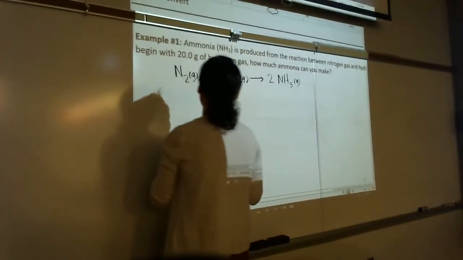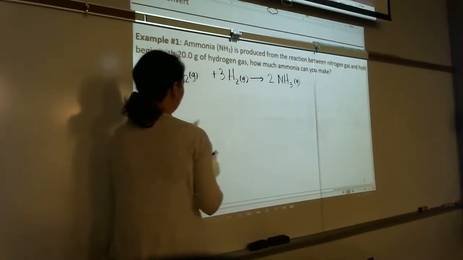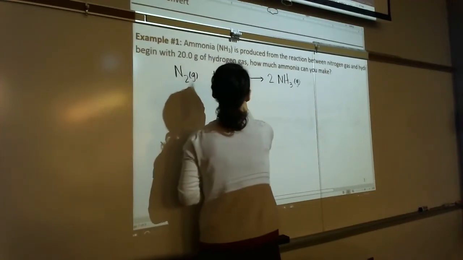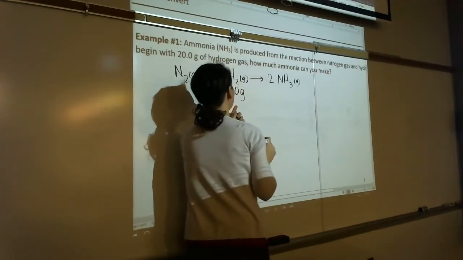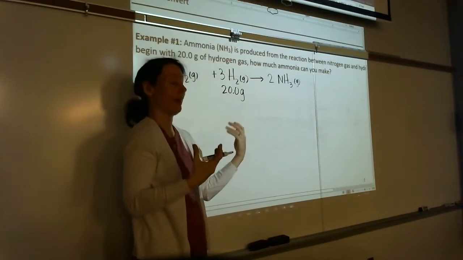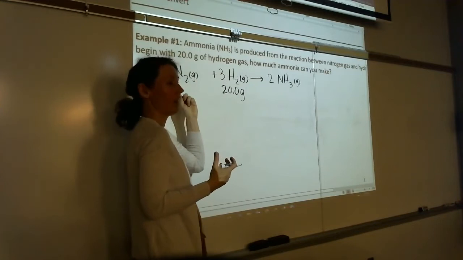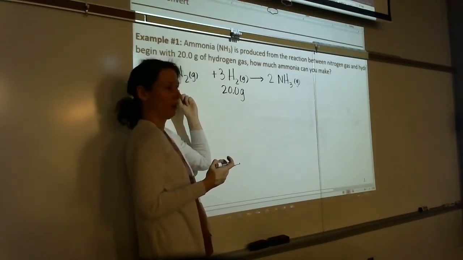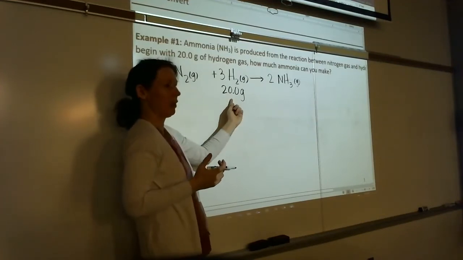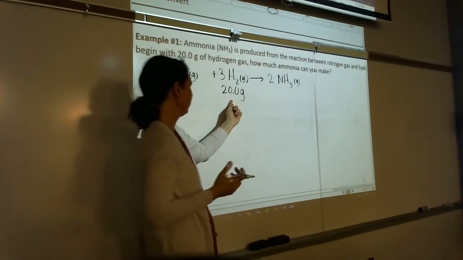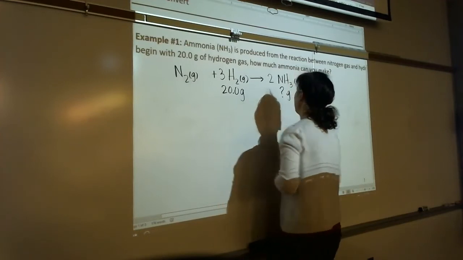All right, now what I do is I read the problem and I say, okay, it's got 20 grams of hydrogen gas. So I write that underneath it, so that I don't use my information in the wrong place, okay? So in other words, do I care about this at all? Is this going to factor in my calculations at all? No. We're pretending that I've got an unlimited amount of N2, but I've only got 20 grams of H2, okay? And the question is asking, how much ammonia can you make? So put question mark grams there.